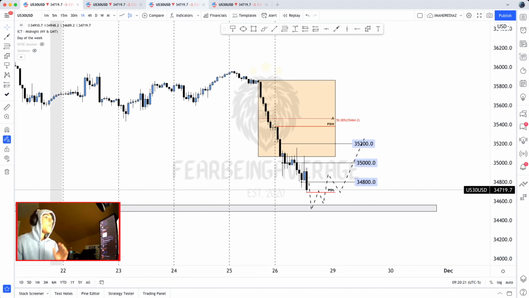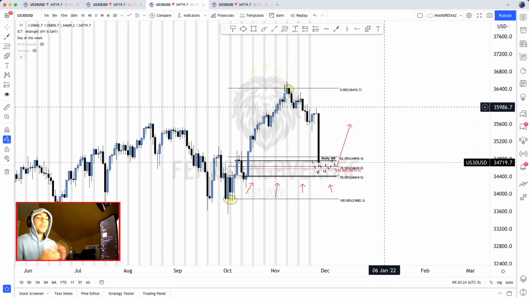So this is my breakdown right now on US30 for coming into this week. I'm looking to see bullish pressure, bullish momentum, whatever you want to call it, but that's really it.